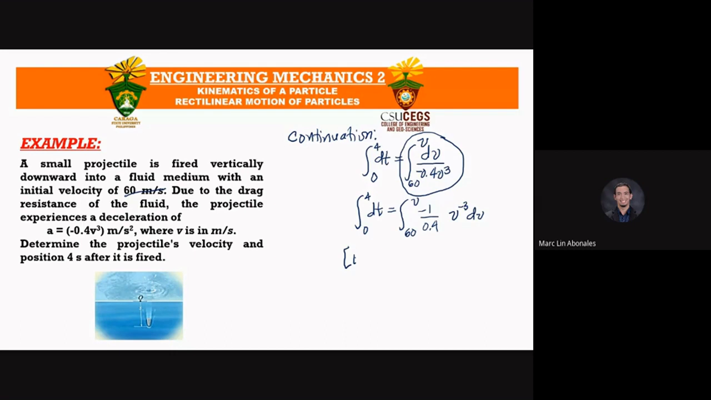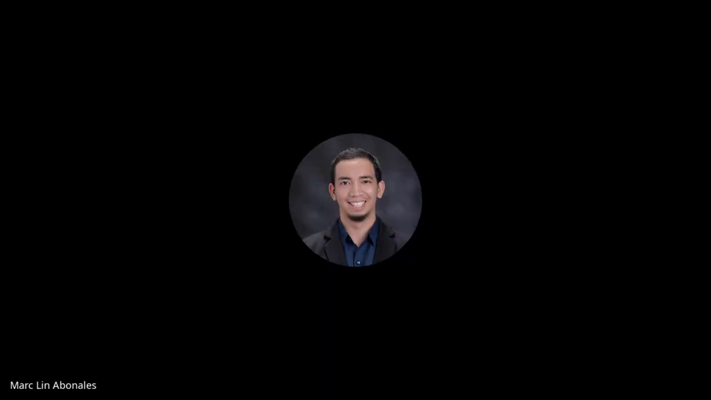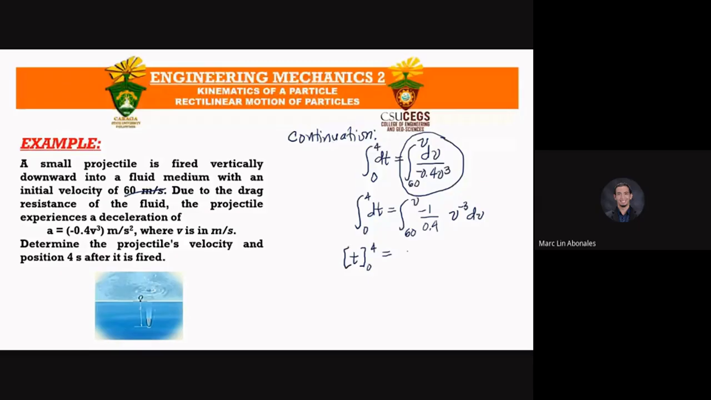That is 0, 4, is equal to negative 1 over 0.4. That is a constant, so you just take it out. Over 0.4. And the integration of your v negative 3 dv, that is v to the negative 3 plus 1, so that is negative 2 over negative 3 plus 1 again. So that is negative 2. And the lower and upper limits, 60 and v. So you just simplify this one.